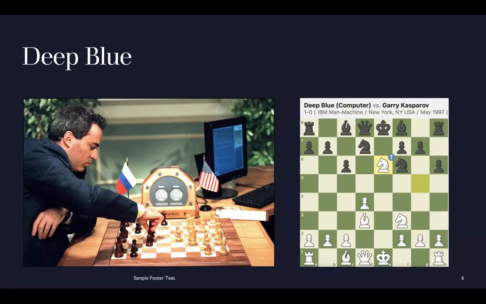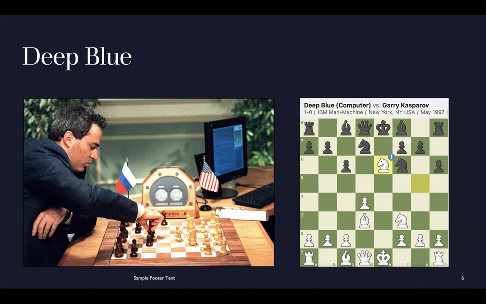The first example that I would like to focus on is Deep Blue, the chess AI computer that made history by defeating the then reigning world chess champion Garry Kasparov in 1997. Deep Blue was a supercomputer developed by IBM specifically for playing chess. It was first introduced in 1996, and it became the first machine to defeat a reigning world champion in a match under standard chess tournament conditions.